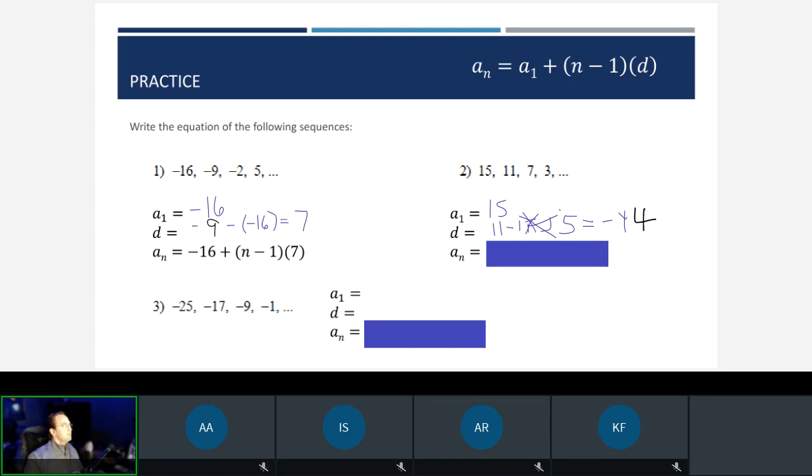Now let's go ahead and write the actual equation or formula. Everyone go ahead and type it in chat of what it is. a sub n equals 15 plus n minus 1 times negative 4. Good, good, good.